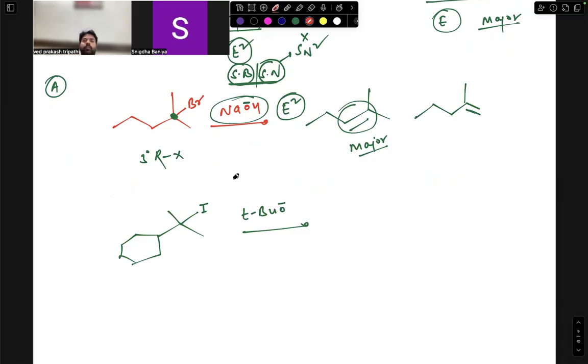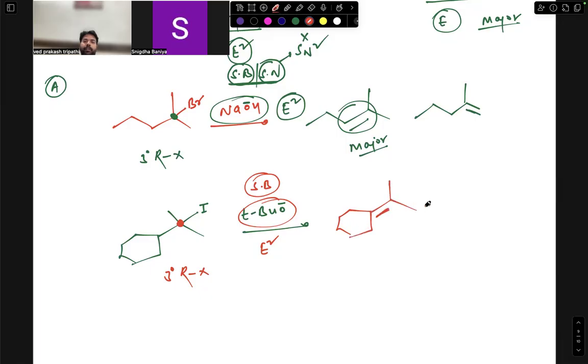Okay, what is the nature of this alkyl halide? Tertiary. Very good. What is the nature of the attacking species? A bulky base, so a strong bulky base. So a strong base means what? E2. Yeah. So you have multiple products again.